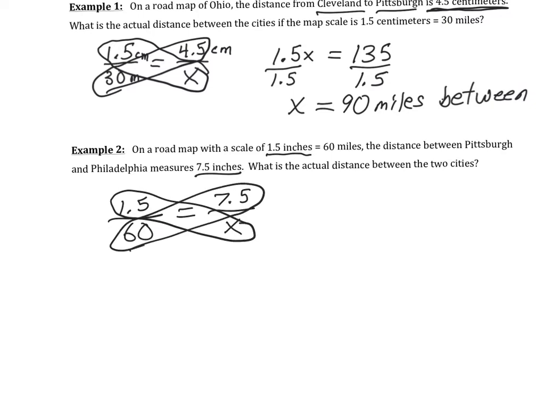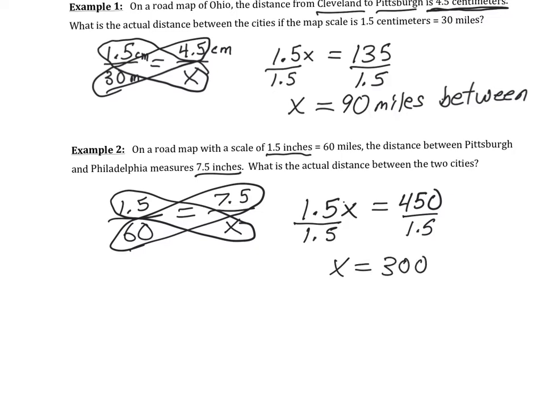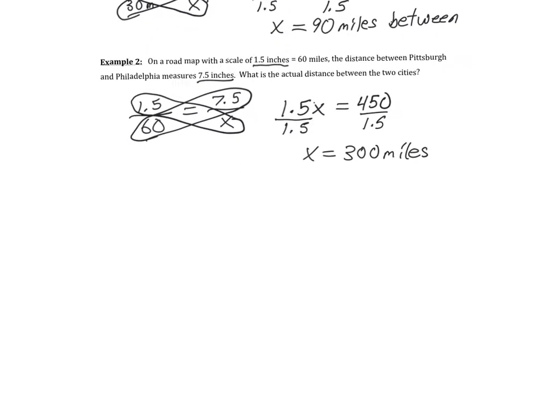Cross multiply. 60 times 7.5 equals 450. So we have 1.5 times x is equal to 450. And now I take that 450, again, an equation like any other, divide by 1.5, divide by 1.5, I get x is equal to 300. So it's 300 miles between Pittsburgh and Philadelphia. Okay.